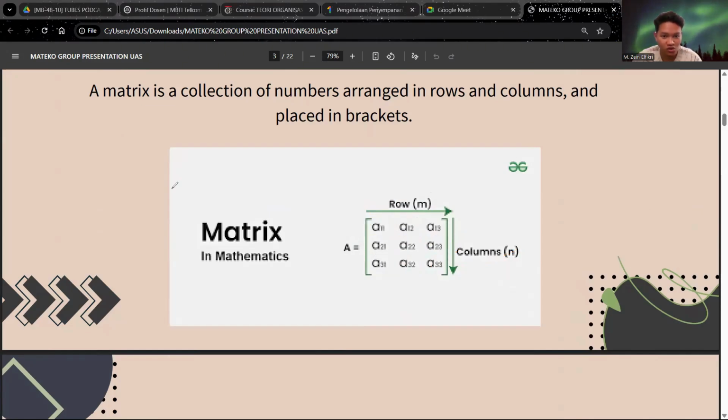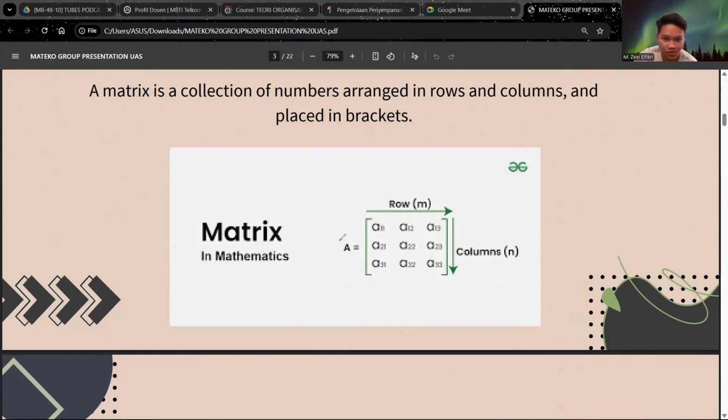So we can conclude that if we have A, then the first number is the row, and the second number is the column. Sorry, the first number we talk about here means row, but the number after the first number, what do we call this? We call this the column.